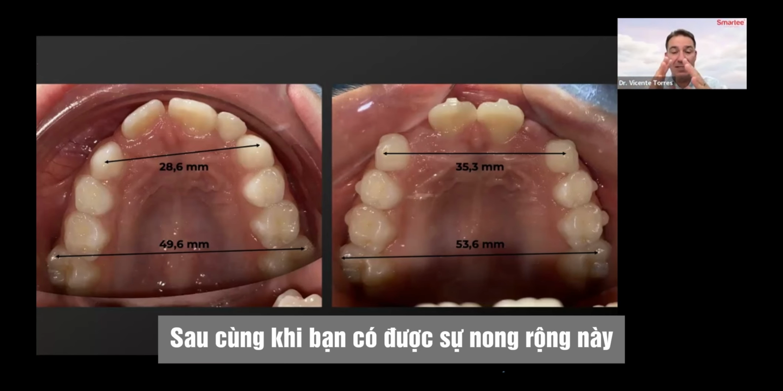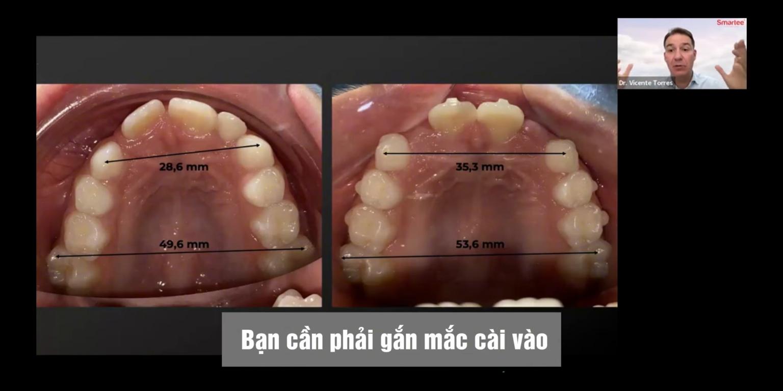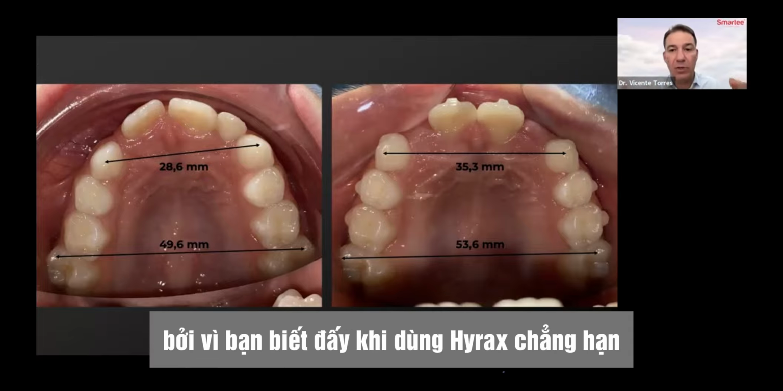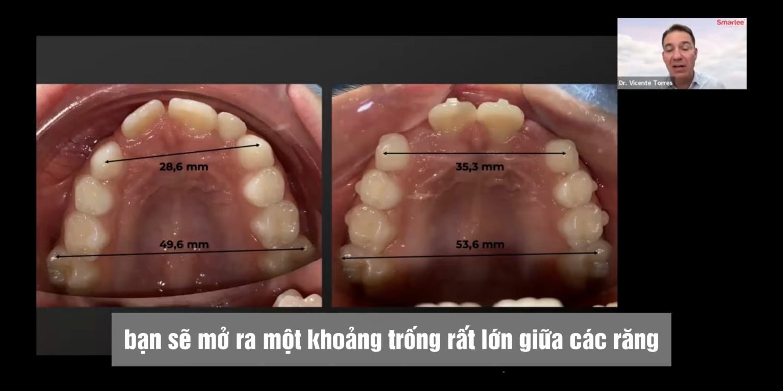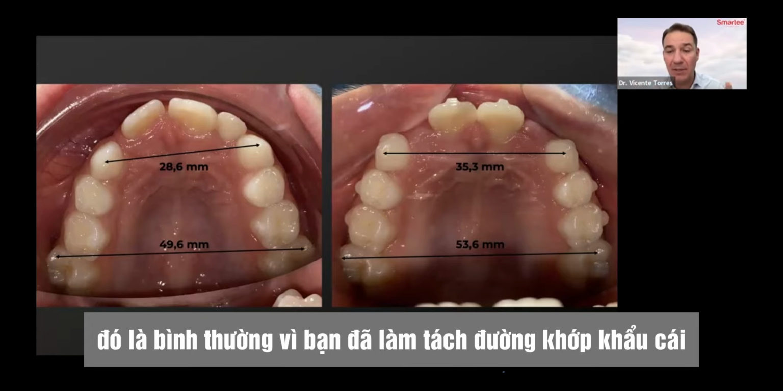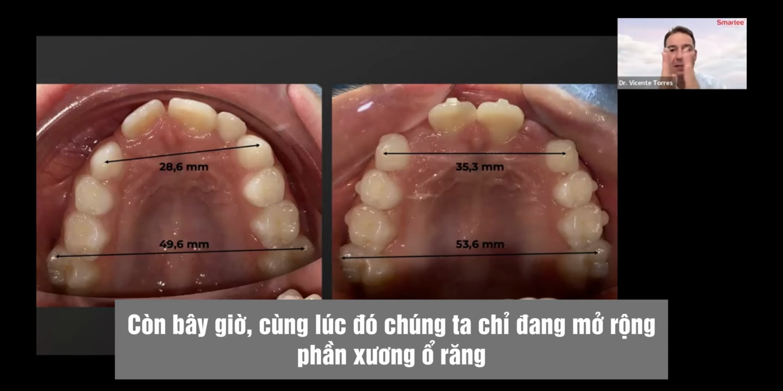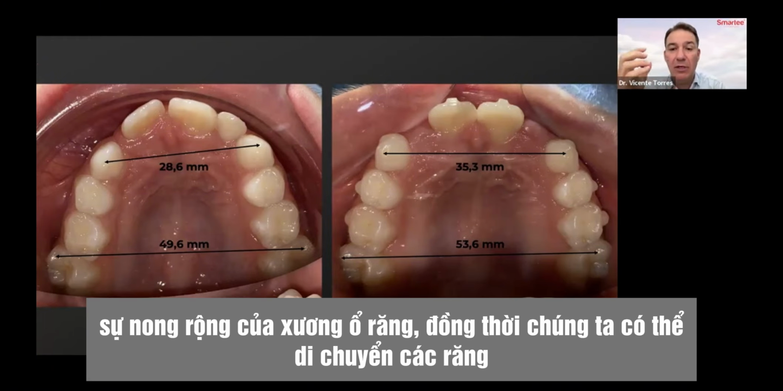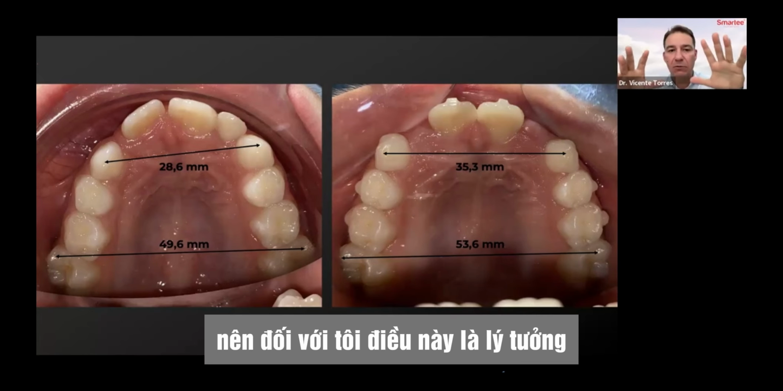When you have this expansion, what happens later? You need to put braces on to close the space, because when you use the hyrax, for example, you open a very big space between the teeth. It's normal because you are opening the palatal suture. With aligners, at the same time we are expanding the dental-alveolar bone, and at the same time we can move teeth. So for me, it's ideal.